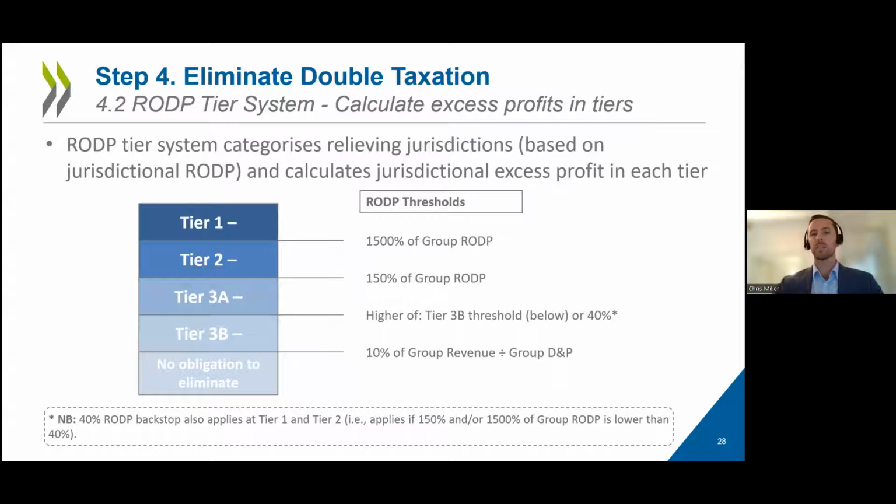In terms of the tiers, we list the tier thresholds here down the right-hand side of the page. So jurisdictions with profits greater than 1,500% or 15 times effectively the group's RODP will be in tier 1. And so these are really, if you think about it, very highly profitable jurisdictions relative to economic substance. We then have jurisdictions in tier 2, and those effectively have an RODP greater than 1.5 times the group's RODP. Then we have, and we've bifurcated them here, tier 3. And those are jurisdictions which have profits in excess of 10% of group revenues divided by group D&P.